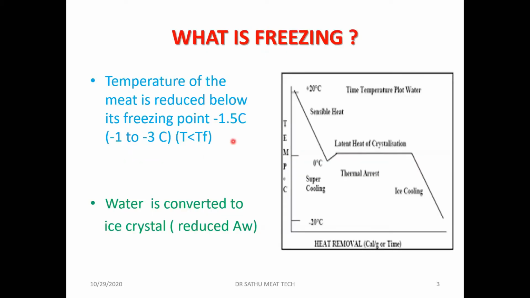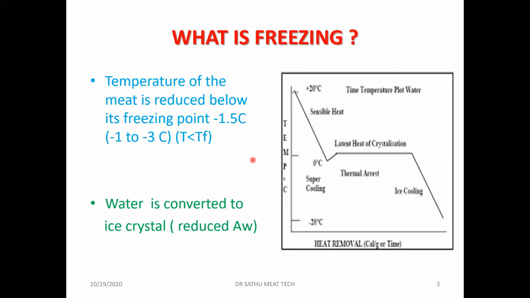So what is freezing? Freezing is nothing but reducing the temperature of the meat or any food material below its freezing point. So here you can see the temperature of the meat is reduced below its freezing point. The freezing point of the meat is minus 1.5 degrees centigrade, or it ranges from minus 1 to minus 3 degrees centigrade.